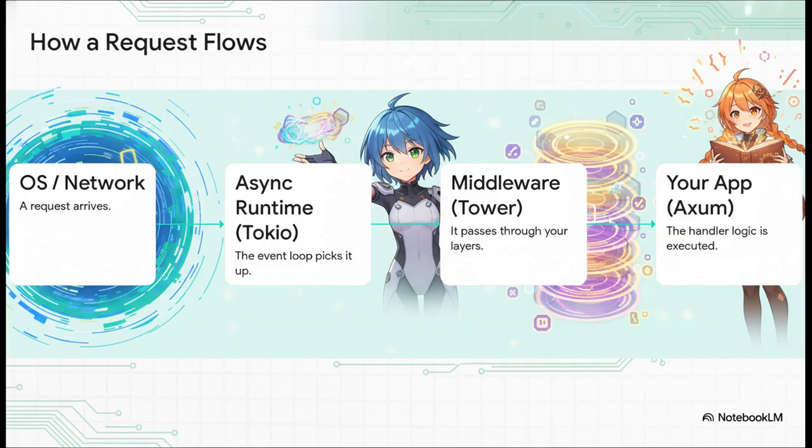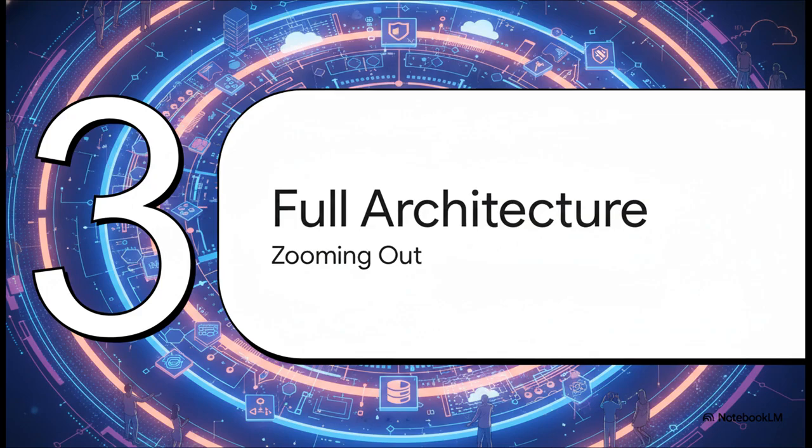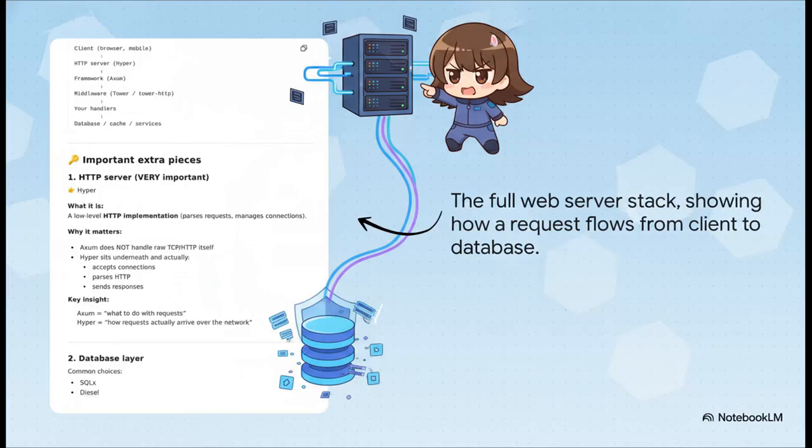Then it flows up through your Tower middleware layers, your logging, your auth, whatever. And finally, it hits your Axum application logic. That right there, that's the core stack. But hold on, that's just the application itself. To really understand a real-world deployment, we've got to zoom out a bit and see all the other critical components that surround our app. And here we find another crucial piece of the puzzle.